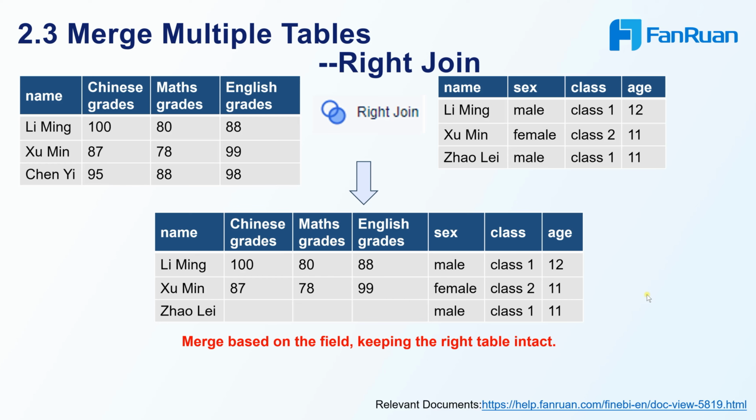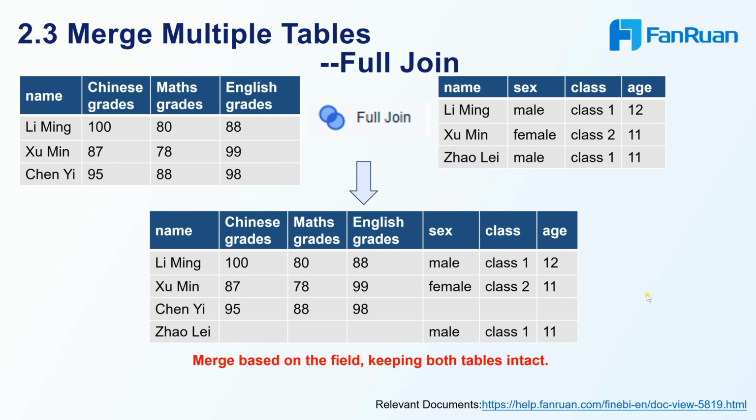The third type is the full join. You can think of this as the union operation in mathematics. It's essentially a merge where we take the union of the merge criterion fields. We can see that Li Ming, Su Min, Chen Yi, and Zhao Lei are all present, everything is complete.